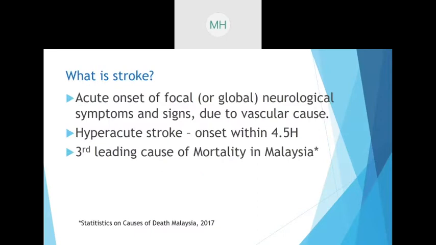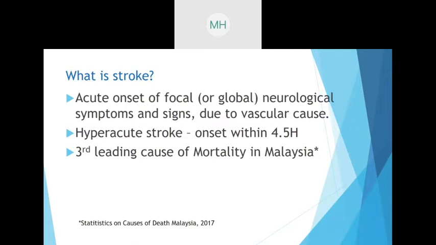So what is stroke? Stroke is an acute onset of focal or global neurological symptoms and signs due to a vascular cause. There is a term we call hyperacute stroke, which means that patients present to us within 4.5 hours from the onset. So the patient is a good candidate for thrombolysis. We know that cerebrovascular accident is the third leading cause of mortality in Malaysia, after IHD and pneumonia. About 40% of stroke patients are actually aged less than 60 years old. This is quite alarming.